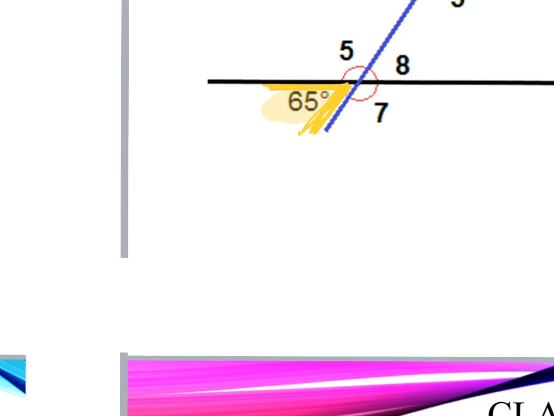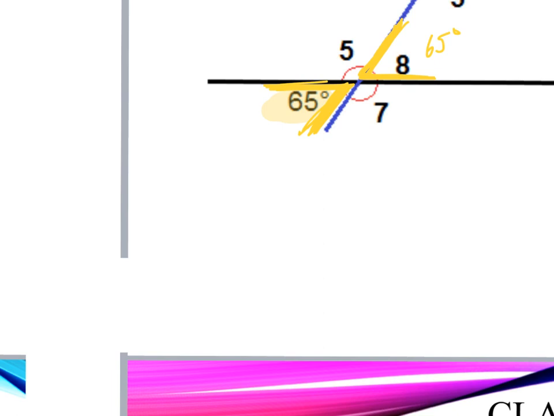Do you see vertical angles? Because I do. There's my bow tie. So if this is 65, how many degrees would be angle 8? You guessed it, also 65 degrees. Remember, vertical angles will match. Great. Now how am I going to figure out angles 5 and 7?